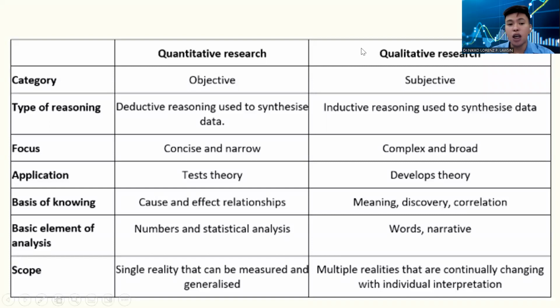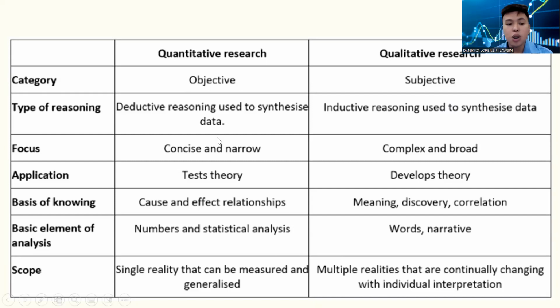Another table that differentiates quantitative and qualitative research. For quantitative, it is somehow objective, while qualitative more on subjective. Maybe because of the nature of data that we are dealing with. Types of reasoning, quantitative, more on deductive reasoning, used to synthesize data, while qualitative research, more on inductive, you are starting with small group until you generate or synthesize the data. While for quantitative, it's somehow concise and narrow, while qualitative, you have complex or broad.